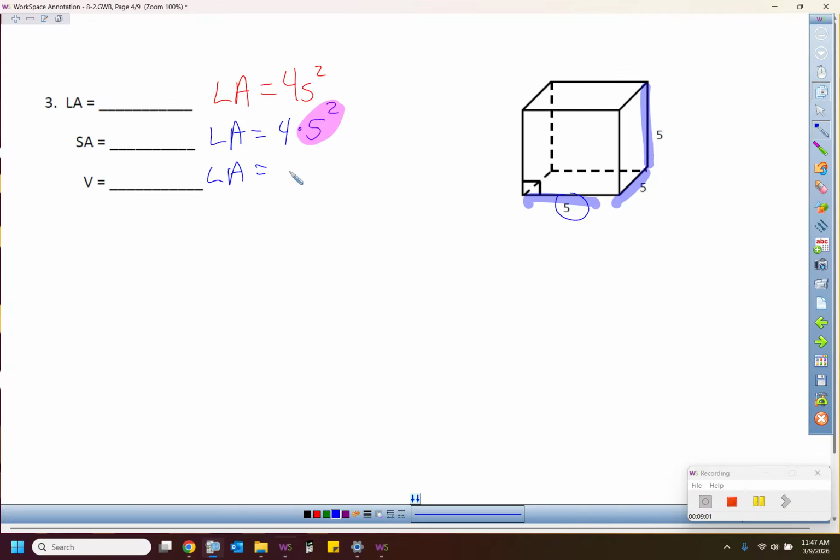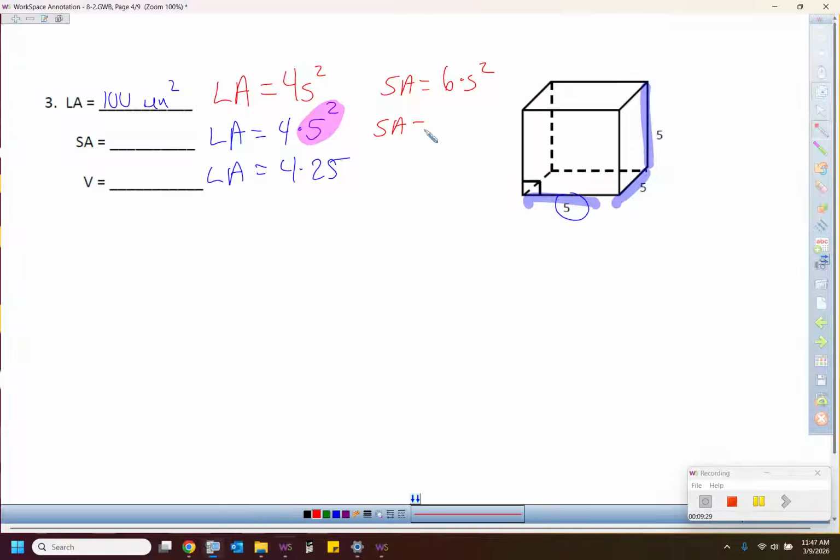Order of operations says that's going to be 4 times 25, which is 100. And since there's no label, we will do units squared on this. So surface area, you could do lateral area plus 2 base areas. It totally works, but for a cube, the surface area has its own formula. It is 6s squared, because all of the sides are squares, right? They're all 5 by 5, and there are 6 of them.